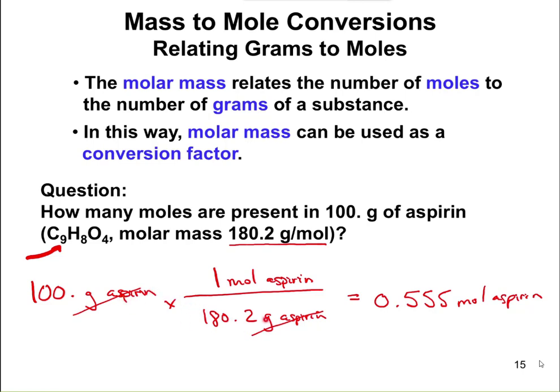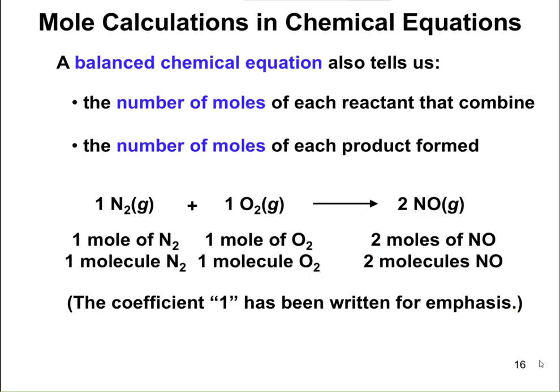Whatever's on the top has to go on the bottom next to it. Okay, so in terms of more conversions with moles, a balanced chemical equation, right? We talked in the first part of the chapter about balancing a chemical equation. Balancing a chemical equation is important because of the law of conservation of mass, right? It tells us that matter can't be created or destroyed in a chemical reaction.